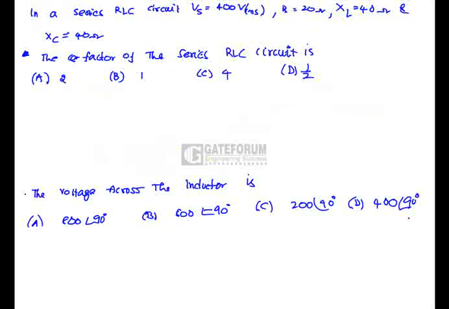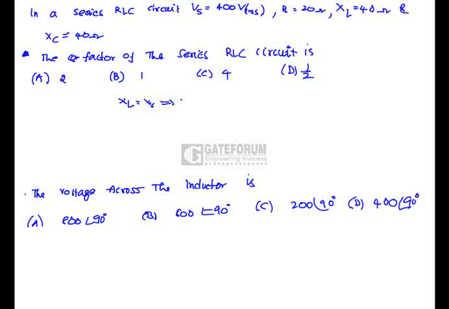RLC circuit, Vs is 400 volts, which is the RMS value, and R equals 20 ohms, inductive reactance is 40 ohms, and capacitive reactance is 40 ohms. We have to calculate the Q factor of the series RLC circuit. Here, in the data itself they have given XL equals XC. That means the circuit is at resonance.